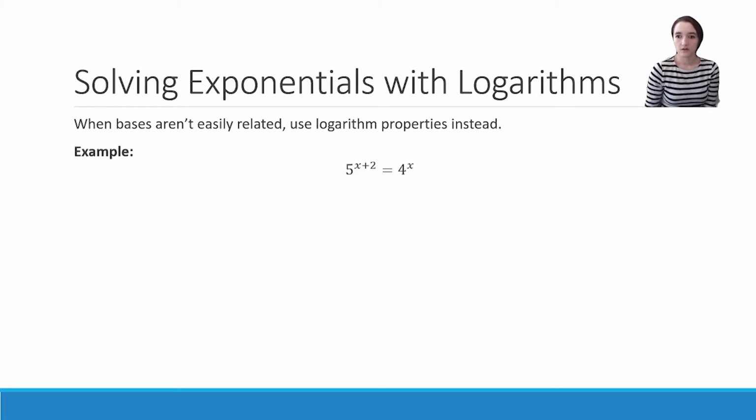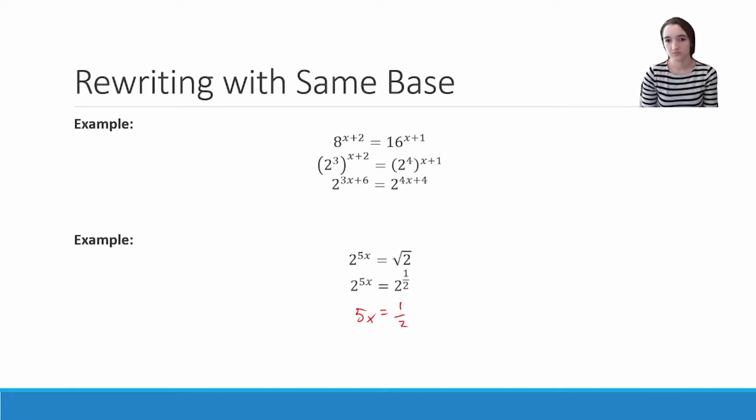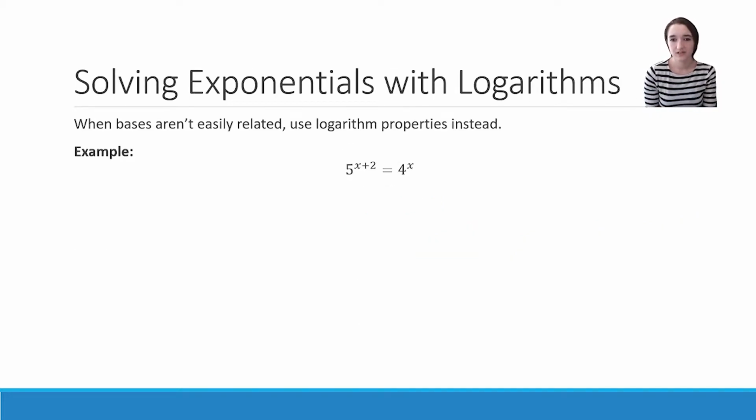The next type of exponential or logarithmic equation problem we can run into is, well, when bases aren't so easily related. So in these previous problems, our bases had some sort of easy relation between them. They were all related to base 2, or they're all related to base 3 in the previous slide. So here, well, 5 and 4 don't have that nice sort of relation. 5 to any power is not going to be related to 4 to any power, and you can't take any roots of them that are going to be related in any way. So what can we do?